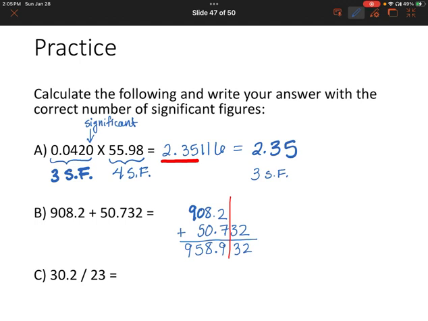So we need to limit this value to the tenths place, so that 0.9. And do we need to round up? Nope, the next digit is a 3, so our final answer is 958.9. So this will actually give us 4 sig figs.